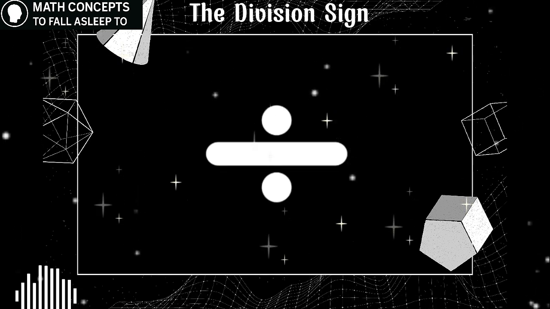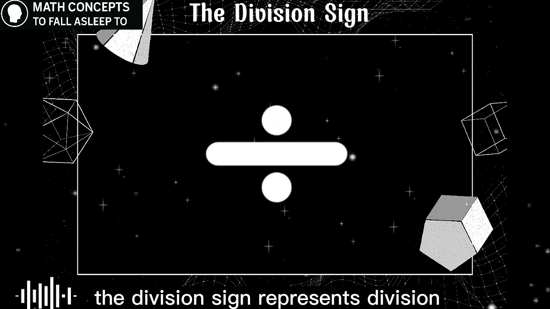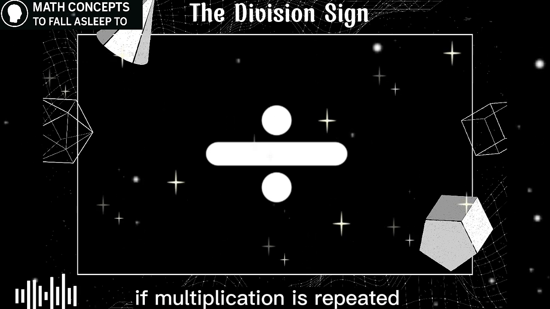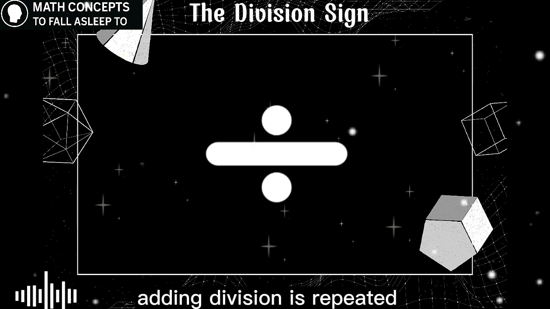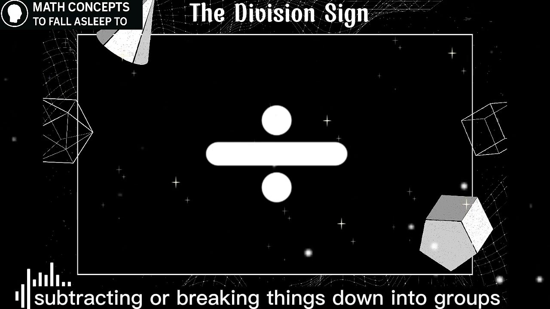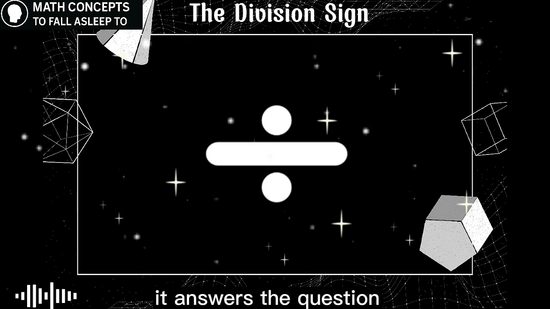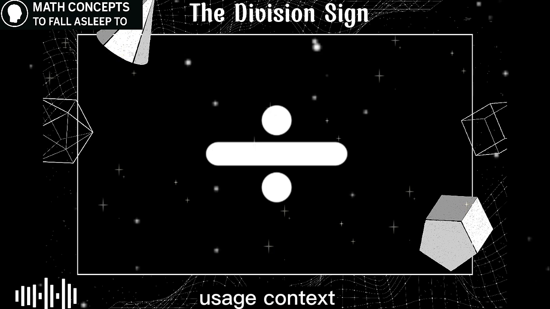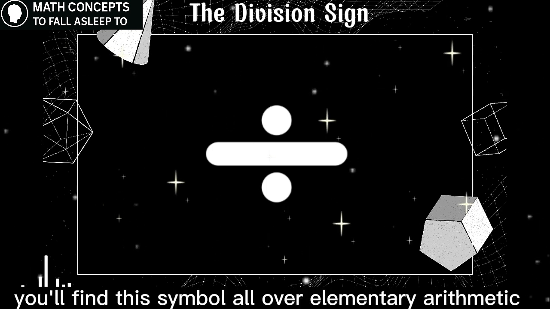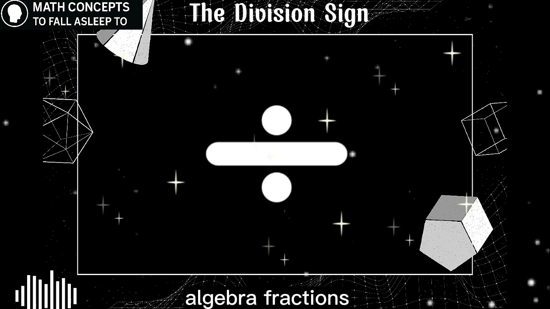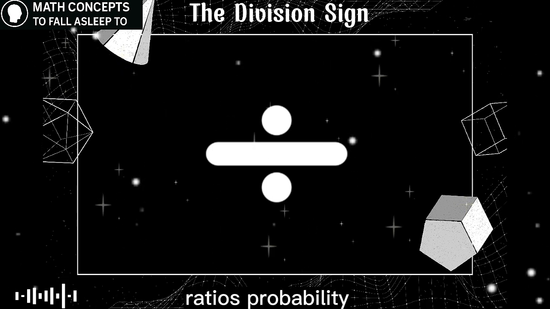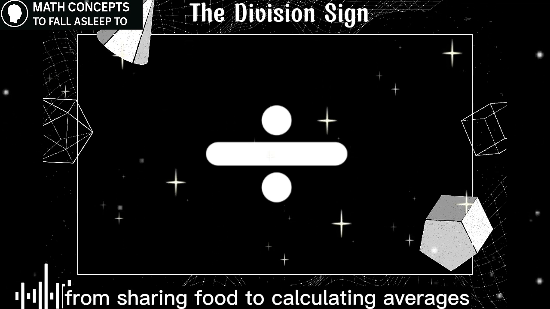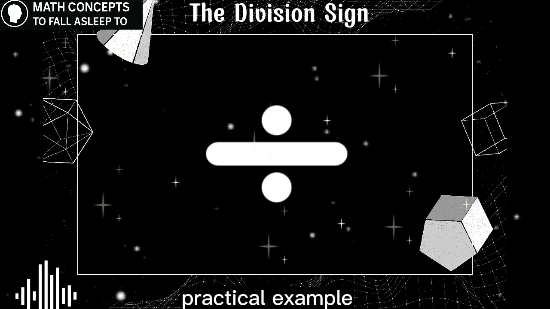Meaning and function. The division sign represents division, which means splitting something into equal parts. If multiplication is repeated adding, division is repeated subtracting or breaking things down into groups. It answers the question, how many times does one number fit into another? Usage context. You'll find this symbol all over elementary arithmetic, algebra, fractions, ratios, probability, and real-life problem solving, from sharing food to calculating averages. Practical example.